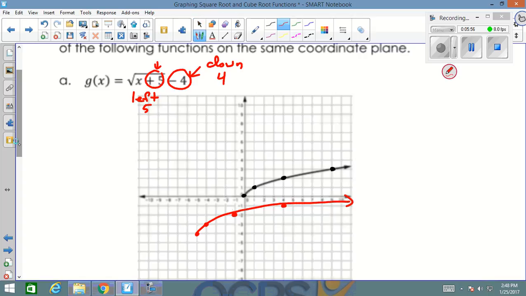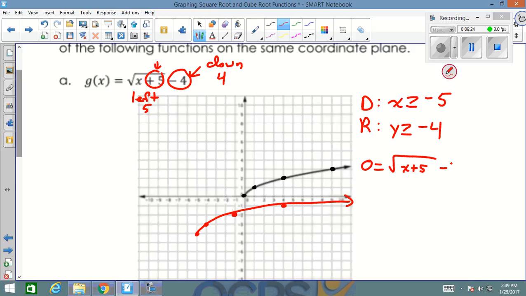We have our domain. X is greater than or equal to our h value, which in this case is negative 5. Remember, it's opposite. Our range is y has to be greater than or equal to our k, which is negative 4. If it asks me to find the x-intercepts, that's fine: 0 equals the square root of x plus 5, minus 4.